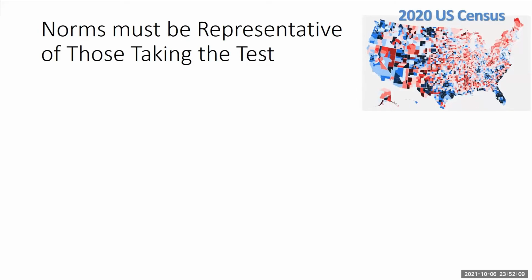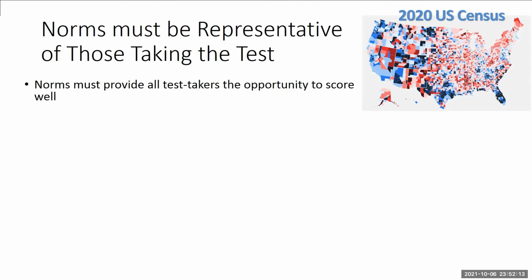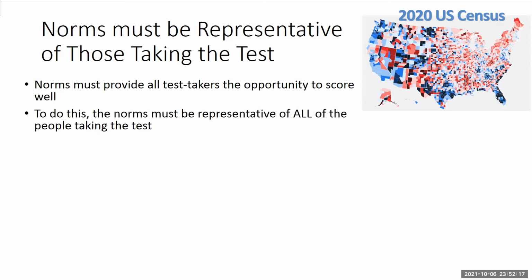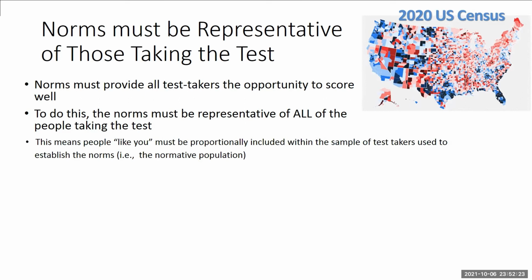The norms of a standardized test must be representative of those taking the test. Norms must provide all test takers the opportunity to score well. To do this, the norms must be representative of all of the people taking the test. This means people like you must be proportionally included within the sample of test takers used to establish the norms, that is, the normative population.